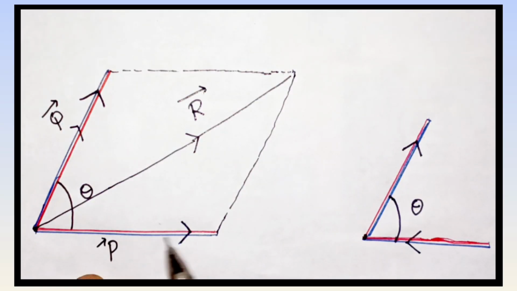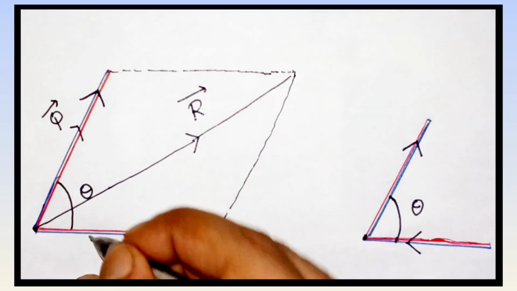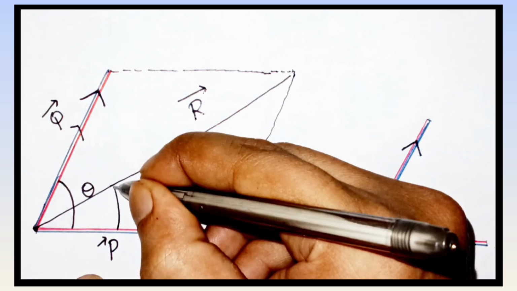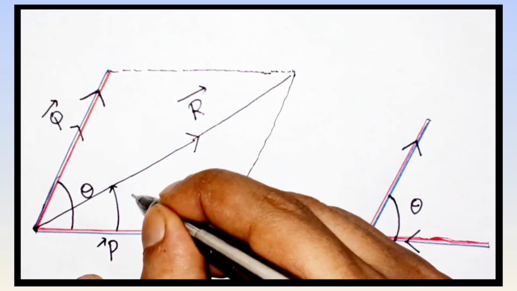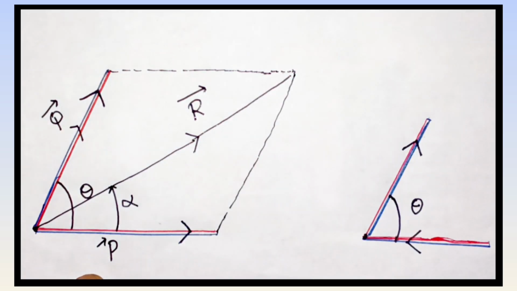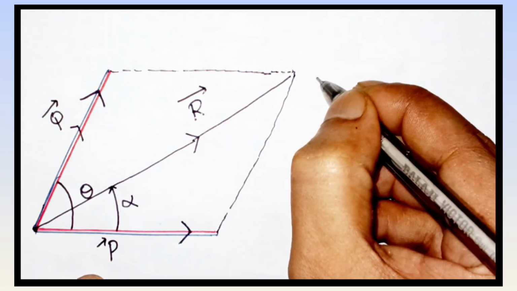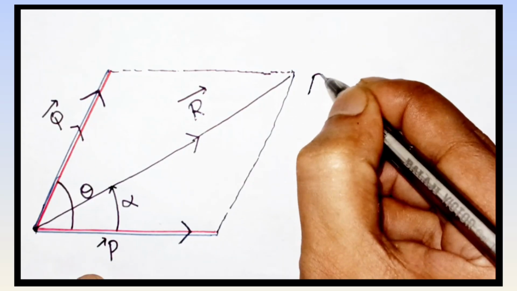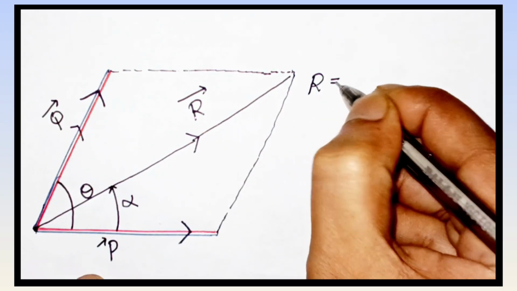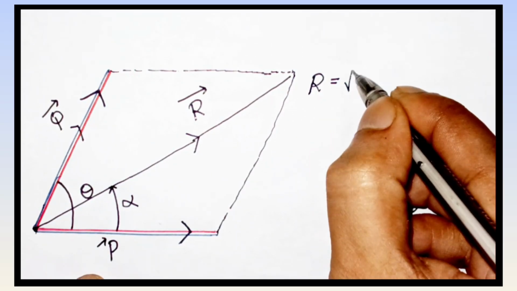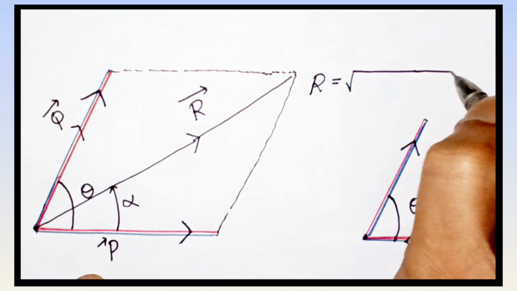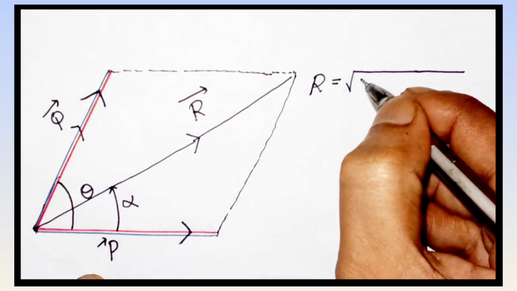Here P vector and Q vector are joining, so the R vector, that is the resultant, obviously starts from the joining point, and alpha is the direction with respect to P vector. Maybe the question says with respect to Q vector. Here I noted that with respect to P vector, the resultant makes angle alpha. Then what is the parallelogram law?